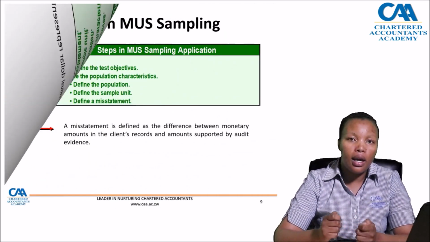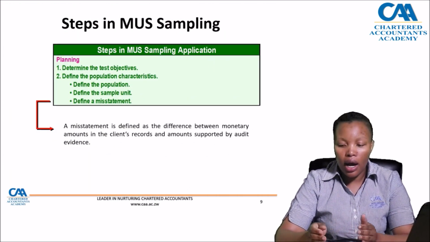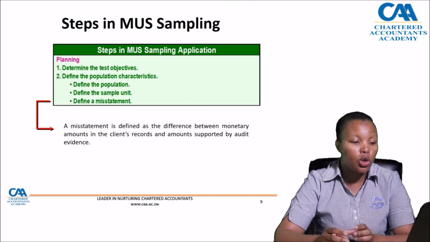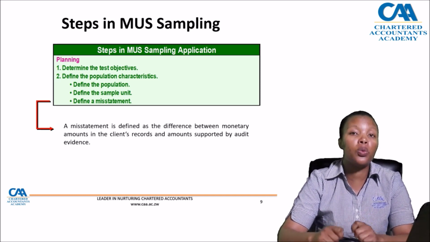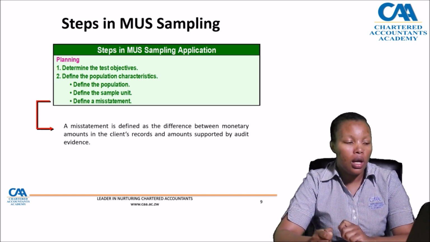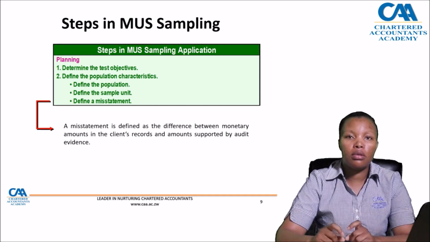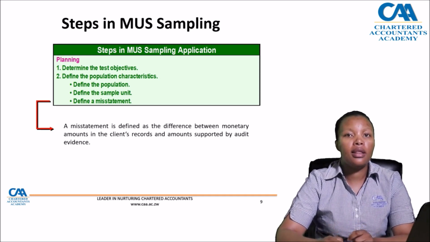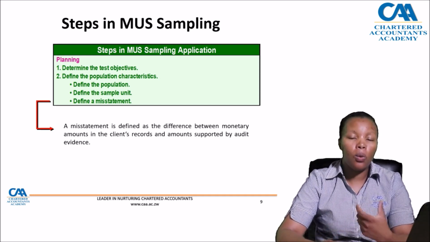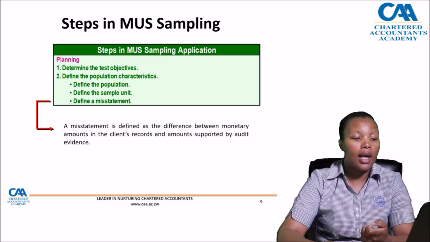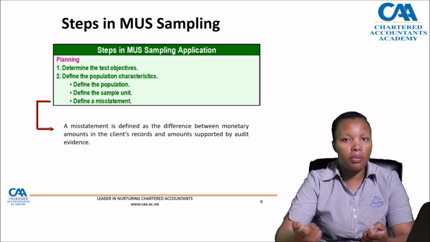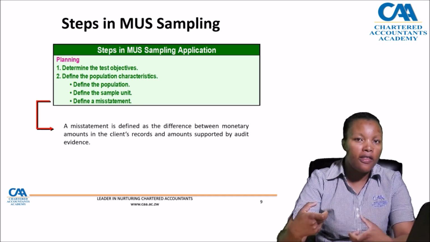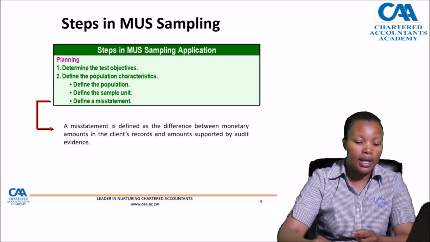And then the misstatement. How do we define the misstatement? You have to define your misstatement with regards to your sample. A misstatement is normally defined as the difference between what is in the client's records and the amount that is supported by audit evidence. That is what we call a misstatement.